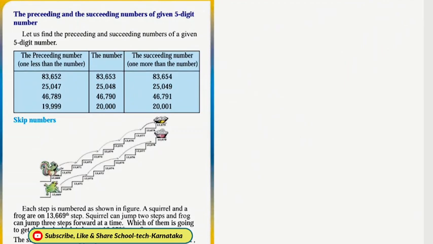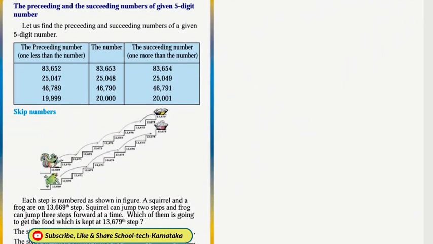In our previous video, we learned how to write 5-digit numbers in words, place value chart, in expanded form and in standard form. In today's video, we'll move forward and learn how to write skip numbers and how to find the smallest and the greatest of the given 5-digit numbers. Let's start with the preceding and succeeding numbers.